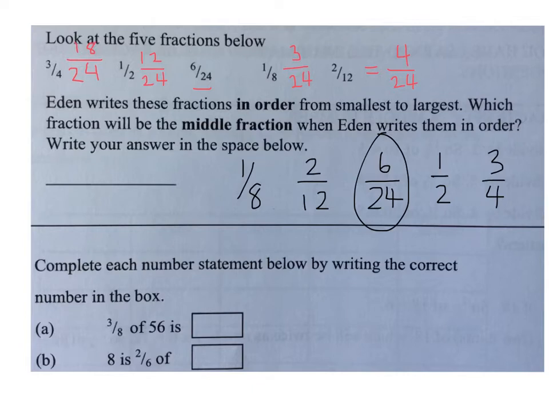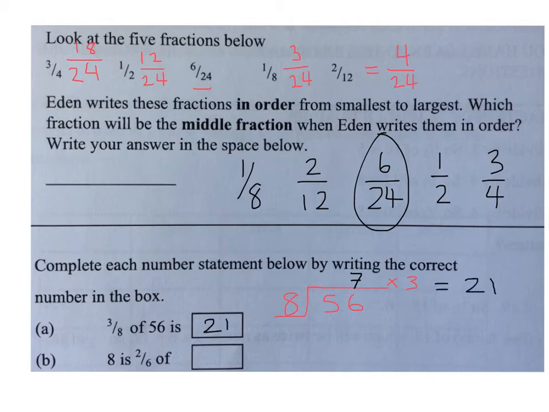Right, next question then. Complete each statement below by writing the number in the box. 3 eighths of 56. To find a fraction of a number, I need to divide by the bottom, which was 8. So 8 into 56. And then I have to multiply by the top, which was 3. 8 into 56 goes 7 times. And then if you times that by 3, you get 21.